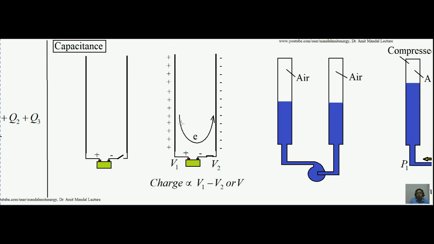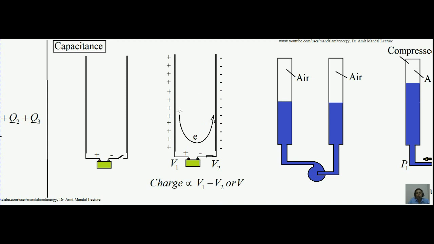So this process will go on, and ultimately, after a period of time, this process will stop. In that case, both the plates are saturated with the charge, meaning no more charge transfer will take place. Suppose this battery has a potential difference, at most V1 minus V2. So this ultimate charge transfer is proportional to this potential difference.